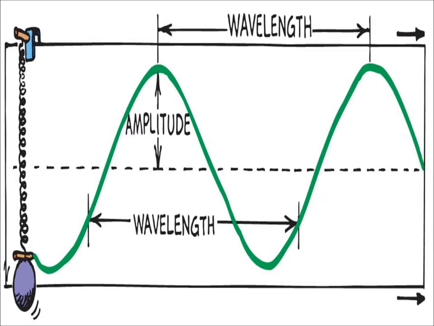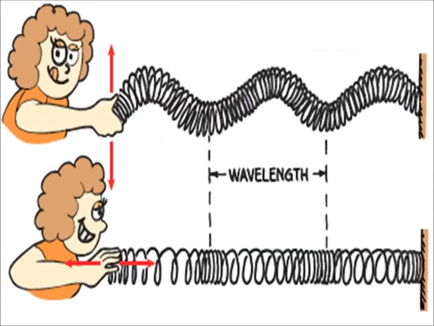And here I have another wavelength. It's really one cycle, okay, one cycle. And that pendulum's going up and down, and the amplitude is half of that.